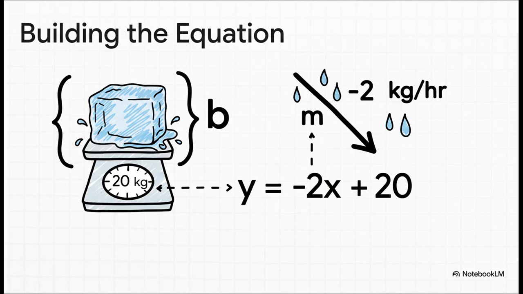Let's build the equation. First, what's our starting point? Our b? Well, it starts at 20 kilograms. Easy. Now, what's the rate of change, or slope m? It's melting, so the weight is going down. That means our slope has to be negative, -2. So we put it all together, and we get our equation, y equals -2x plus 20.